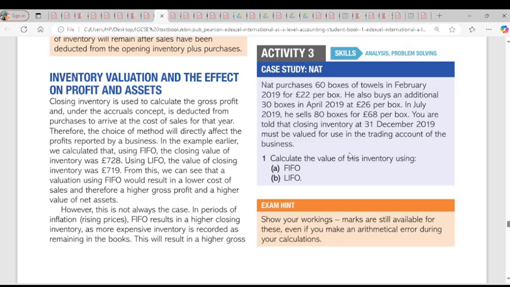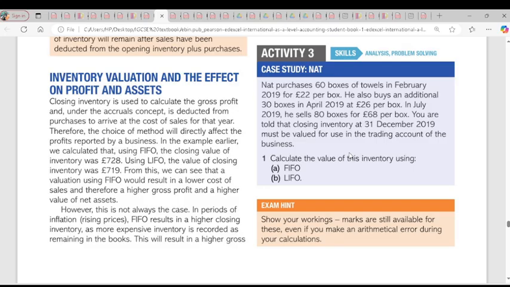In July 2019, he sells 80 boxes. 80 boxes were out in July. The balance as at 31st of December 2019 is the total of goods in minus the total of goods out. Goods in 90, total of goods out 80. So we have 10 units as at December 31st, 2019. Goods in were 60 for 22, because he purchased it, then an additional 30 for 26. So the total goods in were 90.